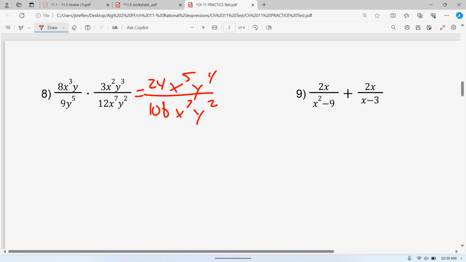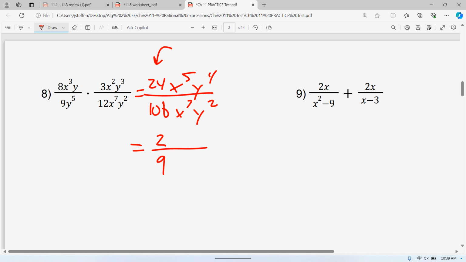108 is divisible by 12. So if I divide both of those, the 24 and the 108, by 12, we just reduce that like any other normal fraction. And you could do it that way in your calculator. Put the fraction of 24 over 108, hit enter. If you put it as a fraction, it'll reduce that. But if you divide both by 12, that's 2 over 9.